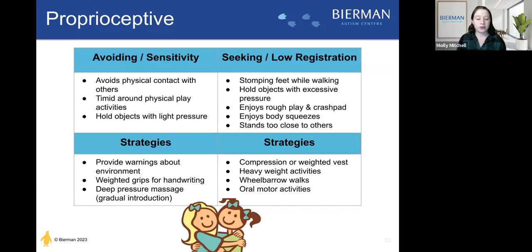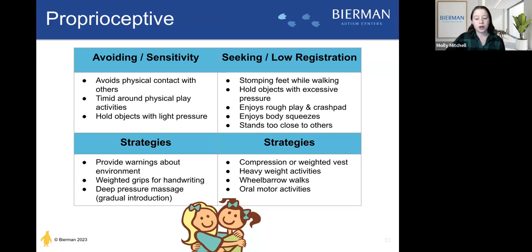Using weighted grips for handwriting activities. This is a pencil grip that just has a weight on it, and it helps provide more pressure during handwriting activities. And then providing a gradual introduction of deep pressure massage. That's more for sensory seeking, but if you provide it in a gradual introduction, it helps kids become more comfortable and okay with that input.